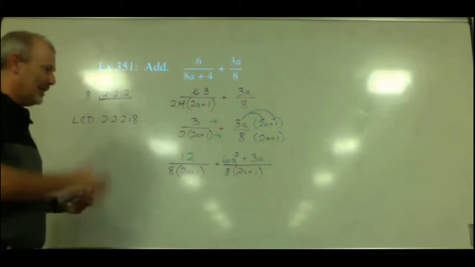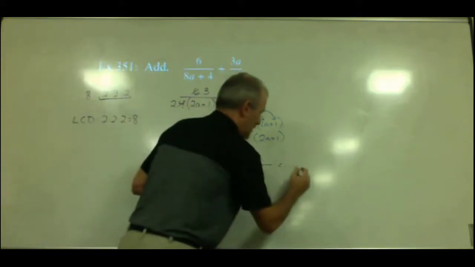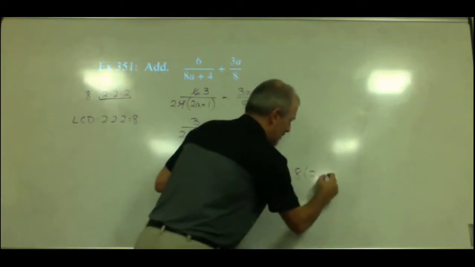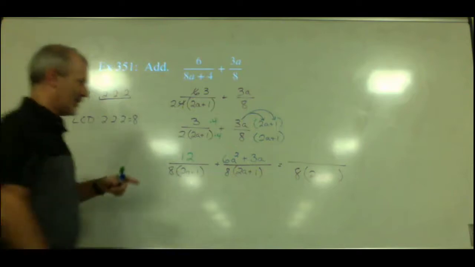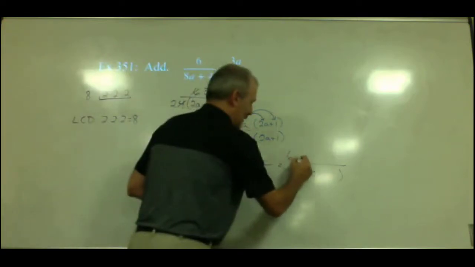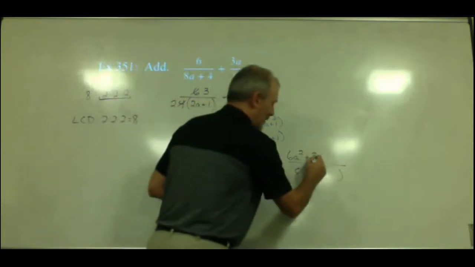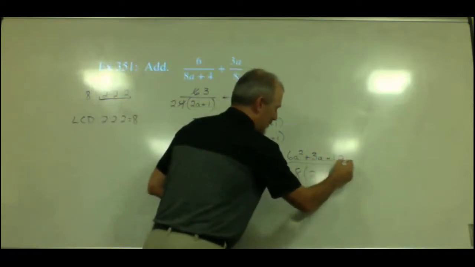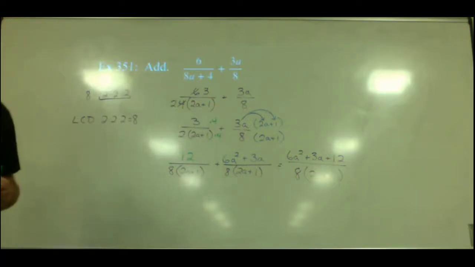And now they have a common denominator. So we will simply add the like terms. Our denominator stays the same. So it's going to be 8 times 2a plus 1. And as we add straight across, we're going to have 6a squared plus 3a plus 12. Does that make sense?